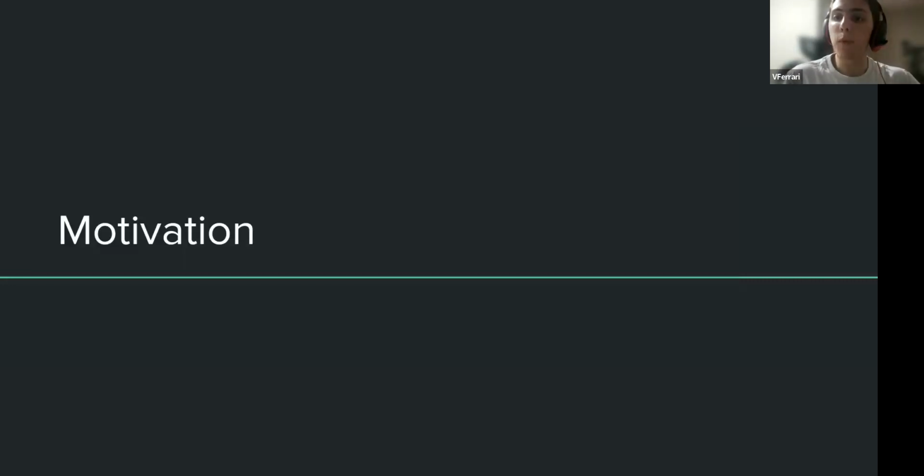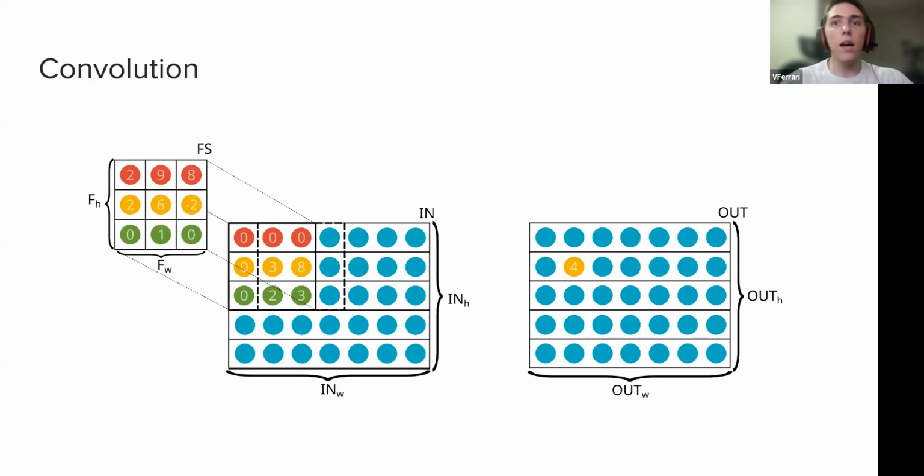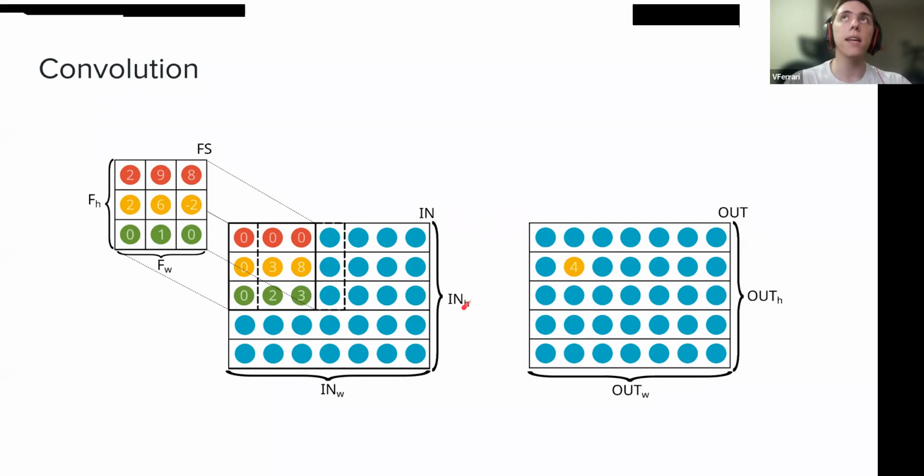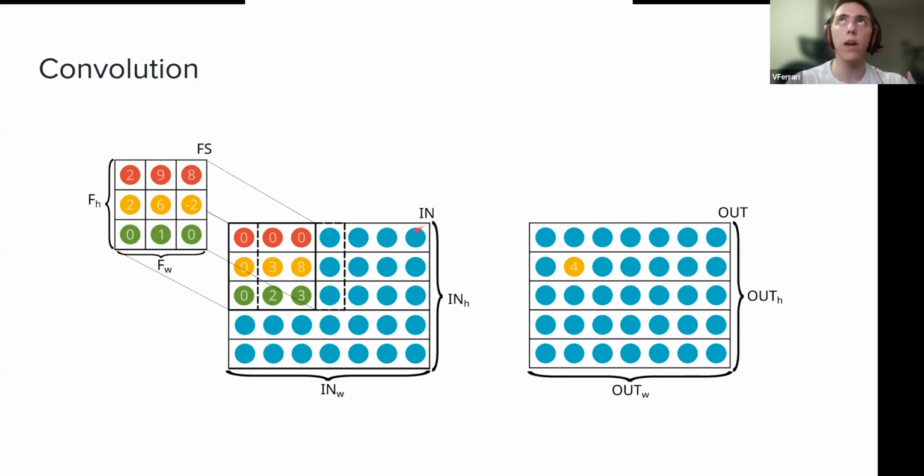So let's start with some motivation. Let's start by talking a little about convolutions. So what is a convolution? A convolution is a tensor operation that has three structures: an input tensor called in, a filter set called fs, and an output tensor called out. And the way it works is that the input tensor has a height, a width, and some channels. In this image specifically, we only have one channel, but you can think that you have multiple channels here in the input tensor.